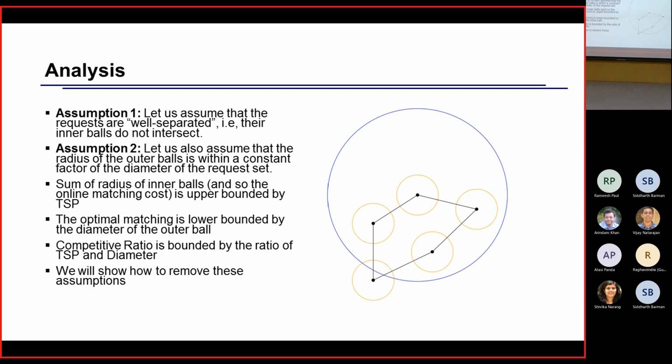In particular, I know that the outer ball's property is that if you look at the optimal matching edges that the outer ball contains, that's at least the radius of that ball divided by some constant. So in other words, the optimal matching is at least the diameter of the request site divided by some constant. Online matching is at most TSP, offline optimal matching is at least the diameter divided by some constant of this request site. So therefore, the competitive ratio is TSP divided by the diameter of the request. Visually very simple to see.